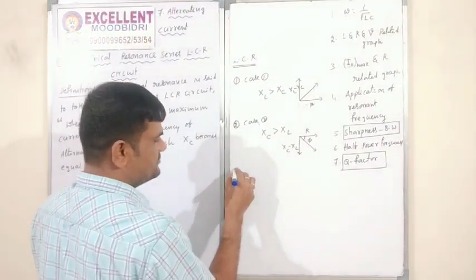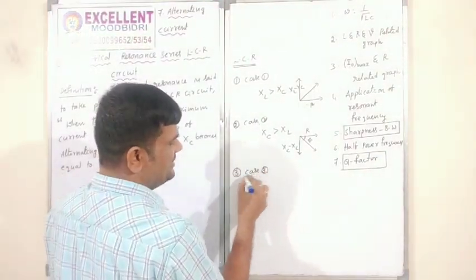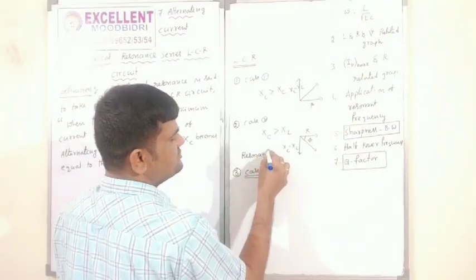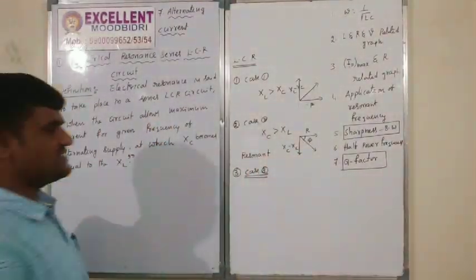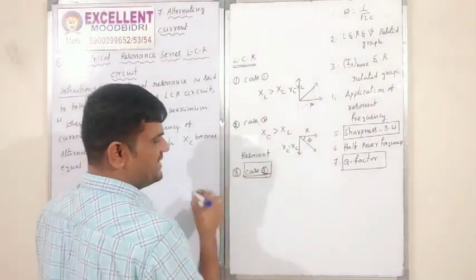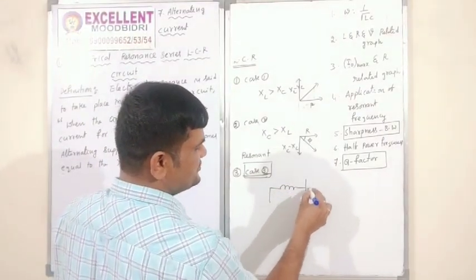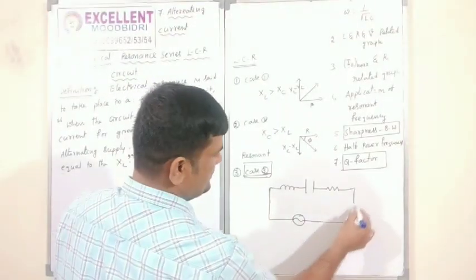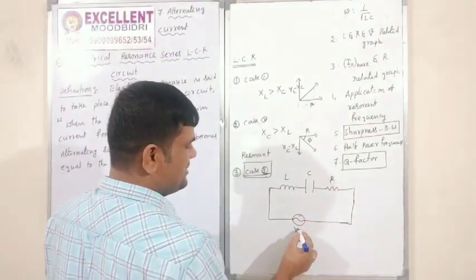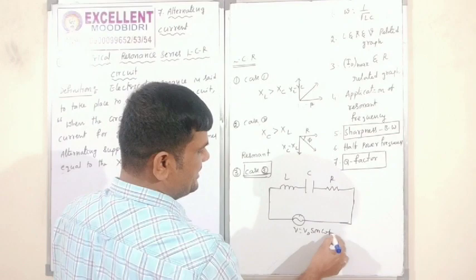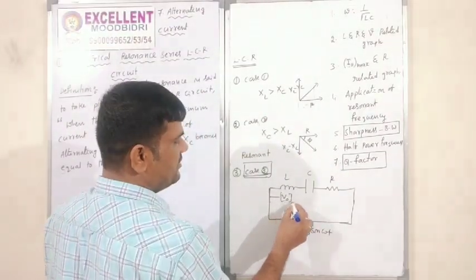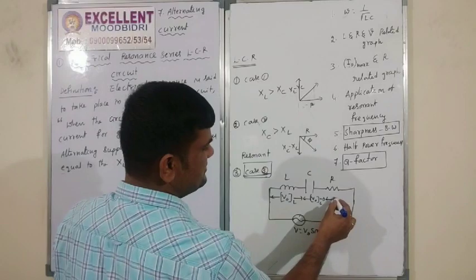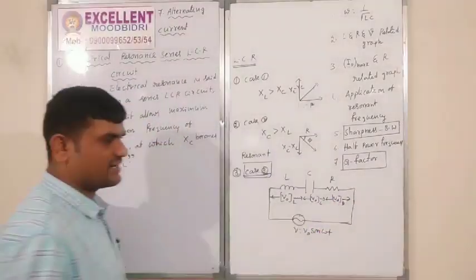Now case 3 is related to the resonant condition. What is that condition? Here we have the LCR circuit, and this is the applied voltage V is equal to V naught sine omega t. Here we have omega L, V naught L, this is V naught C, and this is V naught R. Like that we learn clearly.